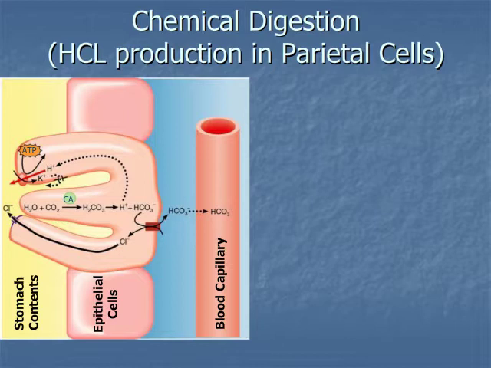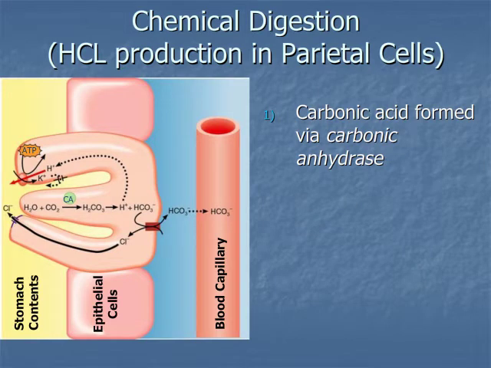So the first of these is the parietal cells, and if you remember, the parietal cells secrete hydrochloric acid. In order to understand how hydrochloric acid is made, it's essential that you understand the diagram at the left side of the screen. So the first process of hydrochloric acid secretion is in fact the formation of something called carbonic acid. Carbonic acid is formed by the carbonic anhydrase enzyme. Basically, we take carbon dioxide, which is plentiful inside the blood, and we mix it with water to make carbonic acid.